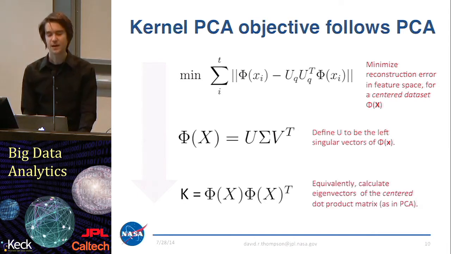All right, so equivalently, just as in our previous PCA example where there's an equivalence between SVD and calculating the eigenvectors of the sample covariance matrix, we can calculate the eigenvectors of the sample covariance matrix of phi sub x, which is a bunch of dot products essentially. And again, this has to be the eigenvectors of the centered matrix, as in PCA.